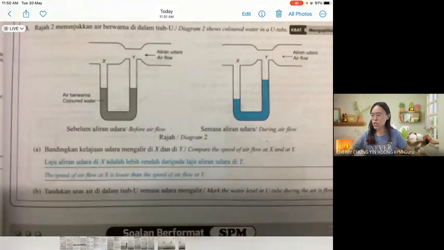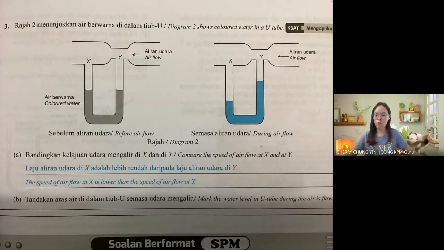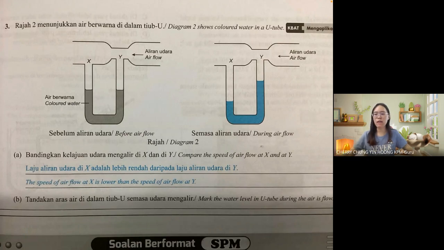Okay, so last question is the Venturi tube, 那个 Venturi tube 就是一整条这样子的。OK, so 它第一个教你 compare the speed of the air flow at x and y. Okay, so the speed of air flow at x is lower than the speed at y.